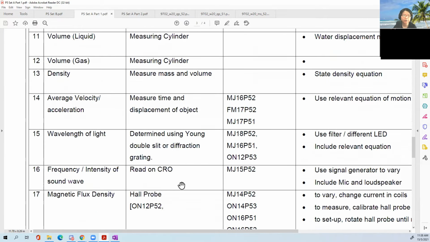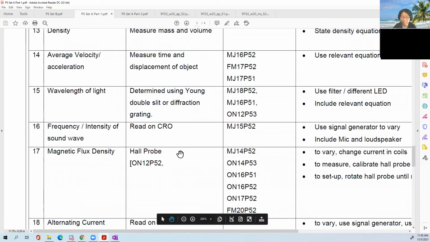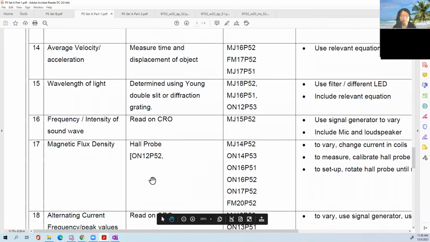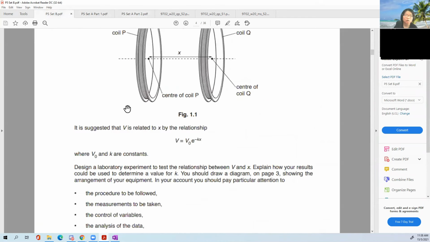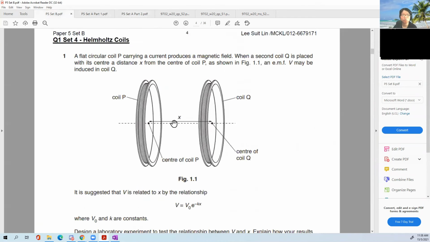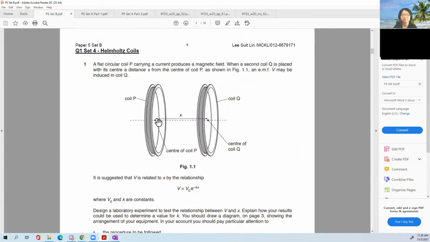Other things that are a bit irregular, like I mentioned, is wavelength of light and using the Hall probe. You don't see a coil, then immediately use Hall probe, okay? You better decide that the Hall probe is used to measure how strong the field is. For example, this one, we don't use Hall probe because we want to measure the induced EMF.